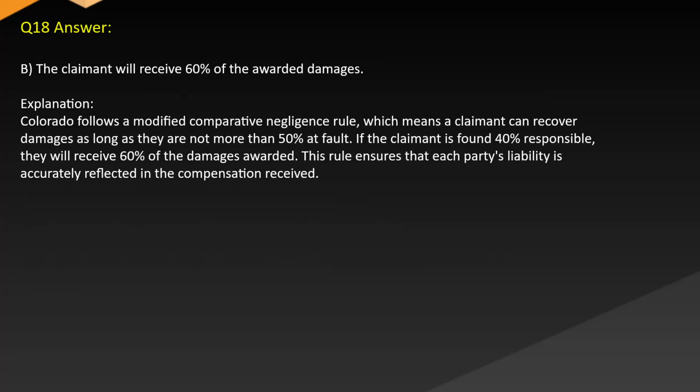Answer: B. The claimant will receive 60% of the awarded damages. Explanation: Colorado follows a modified comparative negligence rule, which means that a claimant can recover damages as long as they are not more than 50% at fault. If the claimant is found 40% responsible, they will receive 60% of the damages awarded. This rule ensures that each party's liability is accurately reflected in the compensation received.